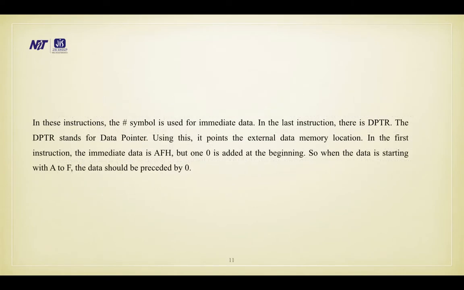In this instruction, the hash symbol is used for immediate data. In the last instruction, there is DPTR. The DPTR stands for data pointer. Using this, it points to the external data memory location. In the first instruction, the immediate data is AFH, but 0 is added at the beginning. So when the data starts with A to F, the data would be preceded by a 0.